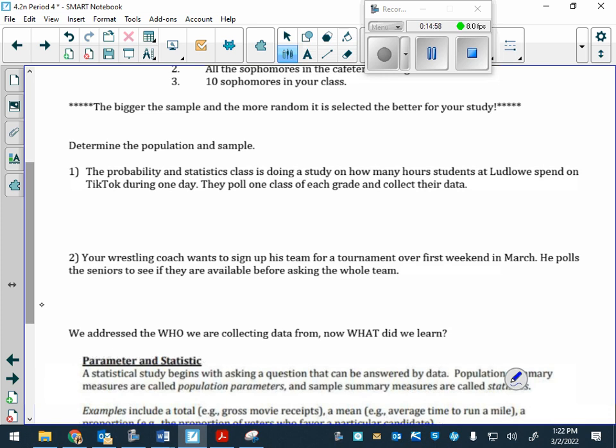Probability in stat class is doing a study on how many hours students at Ludlow spend on TikTok during one day. They poll one class of each grade and collect their data. Very straightforward. What is the population? So what is the big picture?